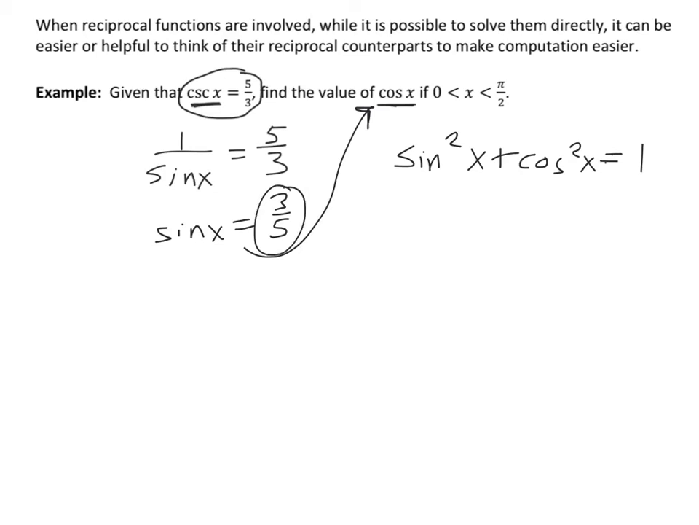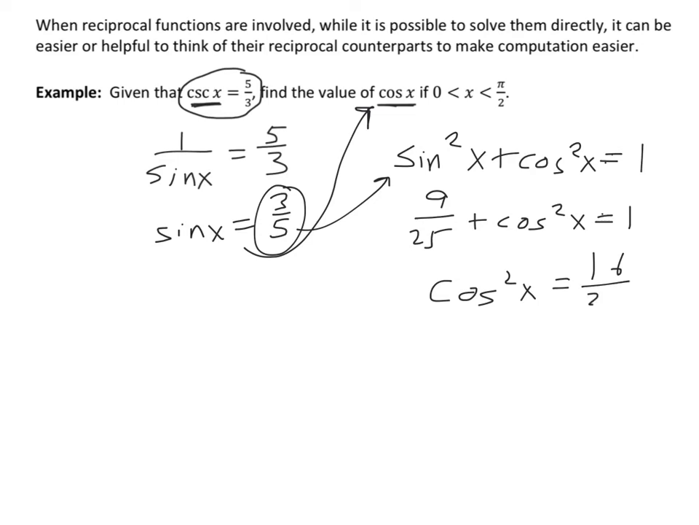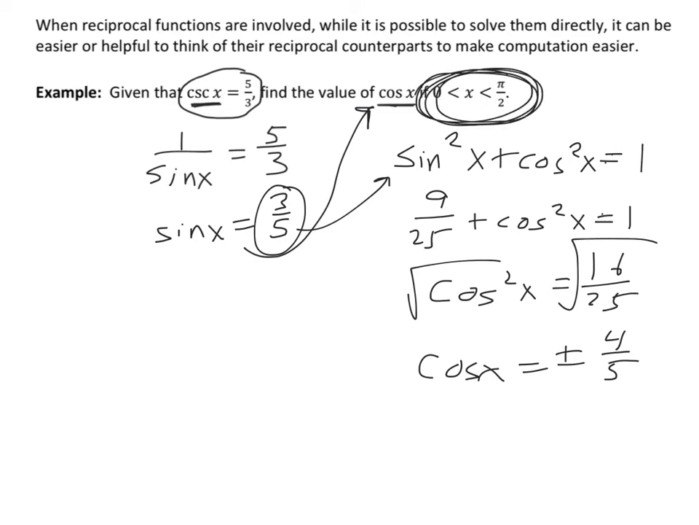Great, now I plug this 3/5 in where I'm told. This gives me 9/25 plus cosine squared x equals 1. That means cosine squared x is 16/25. We square root both sides and get that cosine x needs to be plus or minus 4/5. And the last thing we do, remember, we look at this interval and we need to make a statement about whether this answer is going to be positive or negative.